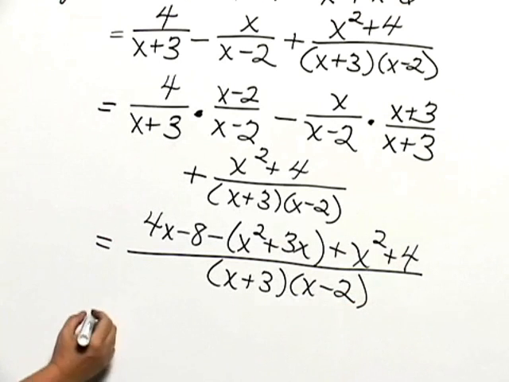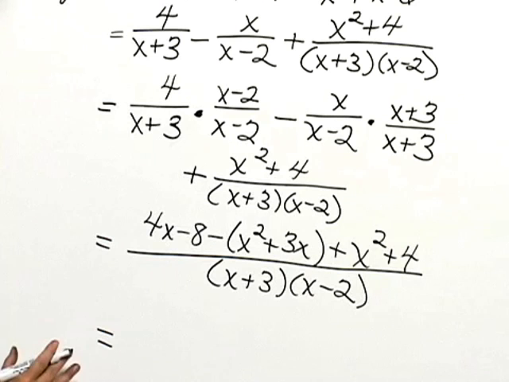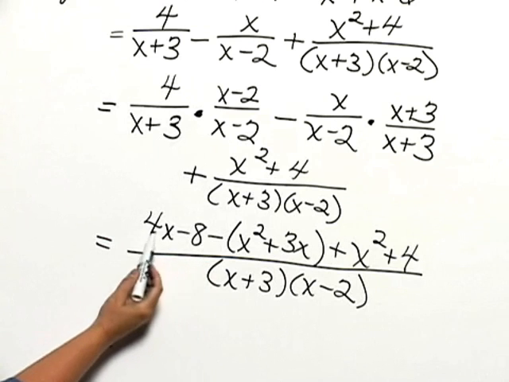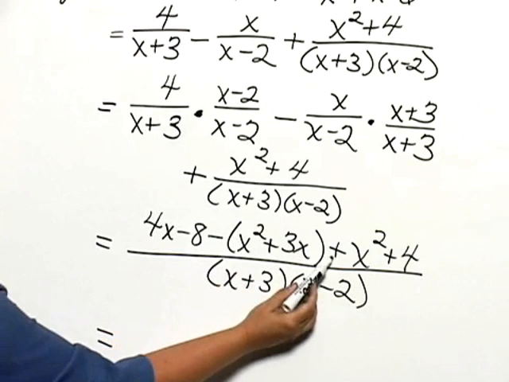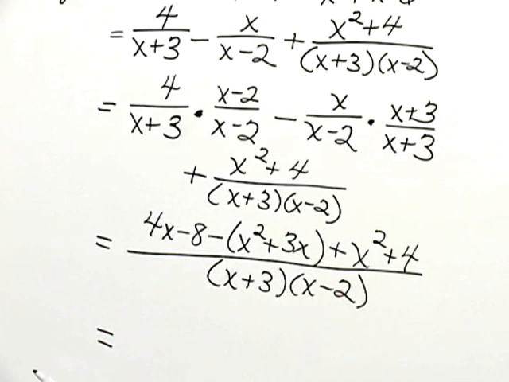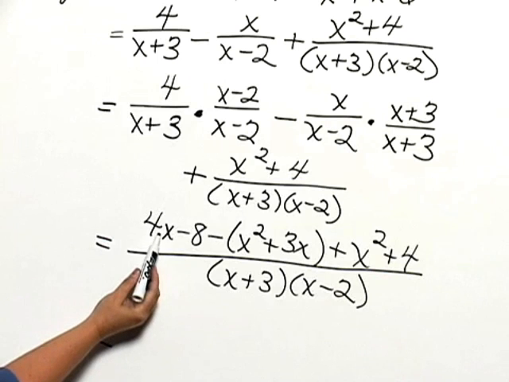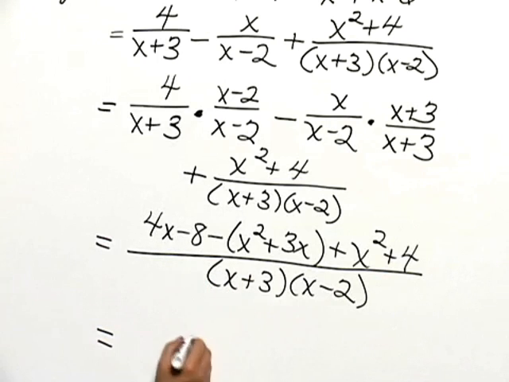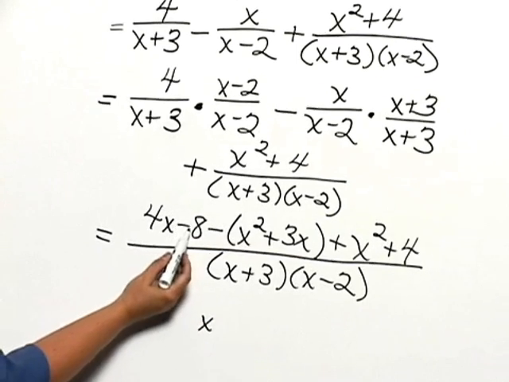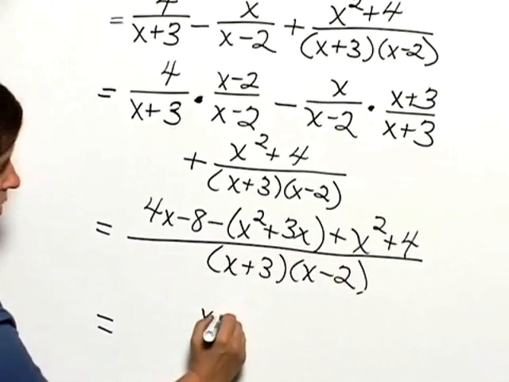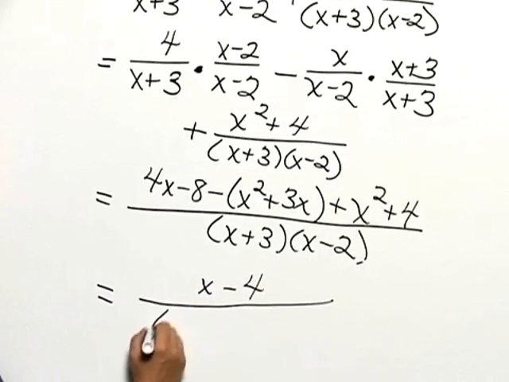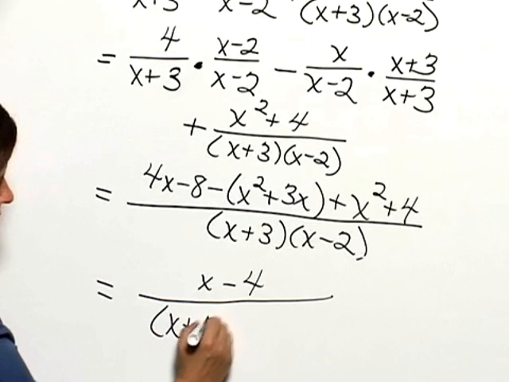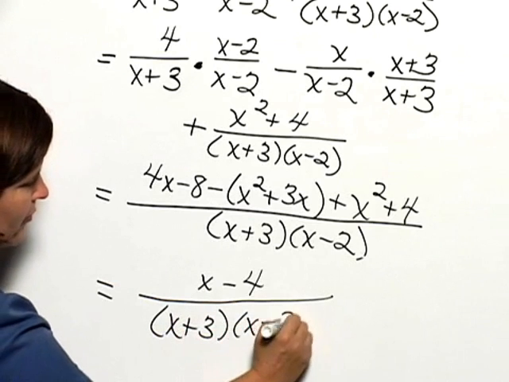Now, the only thing that's left for me to do is to simplify in the numerator. Looking at the x squared terms, I have a minus x squared plus x squared, which would just be 0. Looking at x terms, I have 4x minus 3x, which just gives me x. Looking at constant terms, I have negative 8 plus 4, which gives me minus 4. And all of that is over the common denominator, x plus 3 times x minus 2.